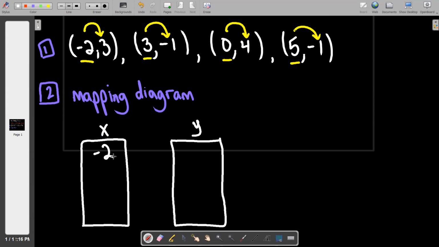Now, inputs, remember, are your X's. They're what go in, the outputs are the Y's. They're what come back out. So what's the next smallest input? Yeah, so let's put 0 into our mapping diagram like this. After 0 and after 3. Very good.